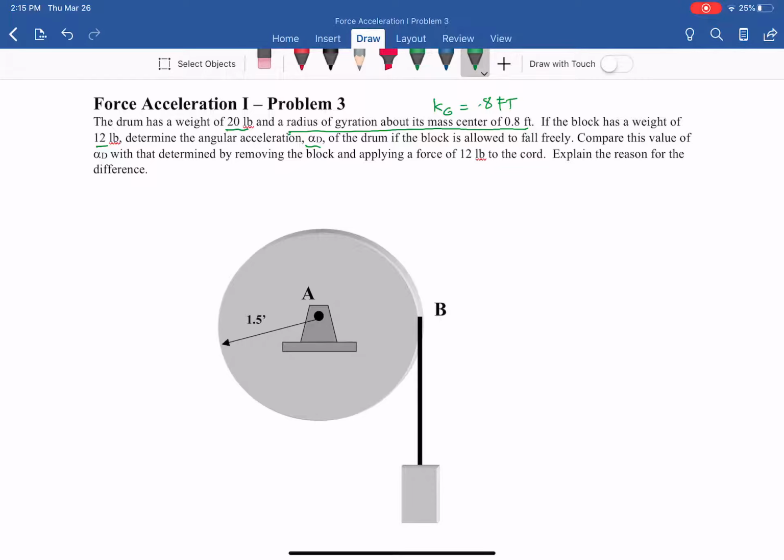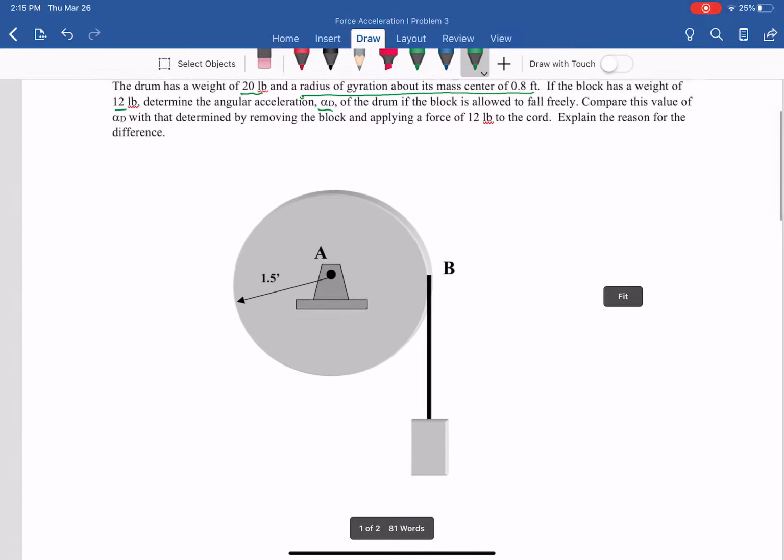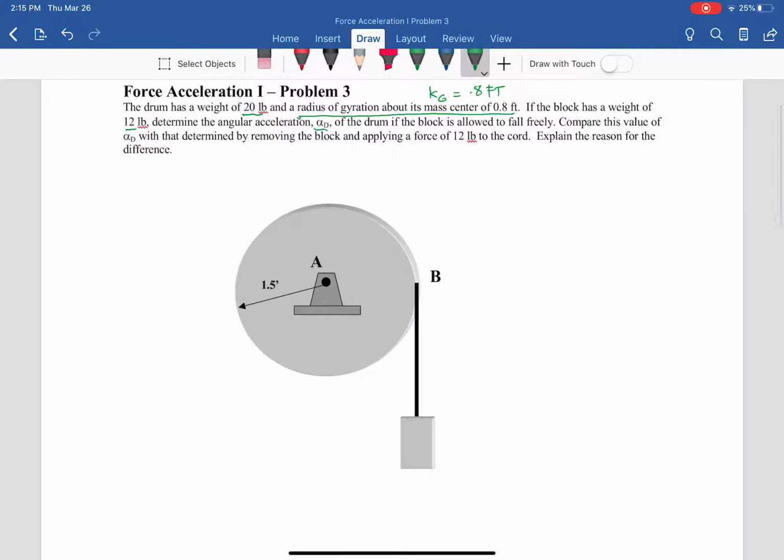But now we only want to focus on determining the alpha D with this setting, the drum and block. So basically two bodies. So keep that in mind. Always, the first thing we need to do is classify the motion.